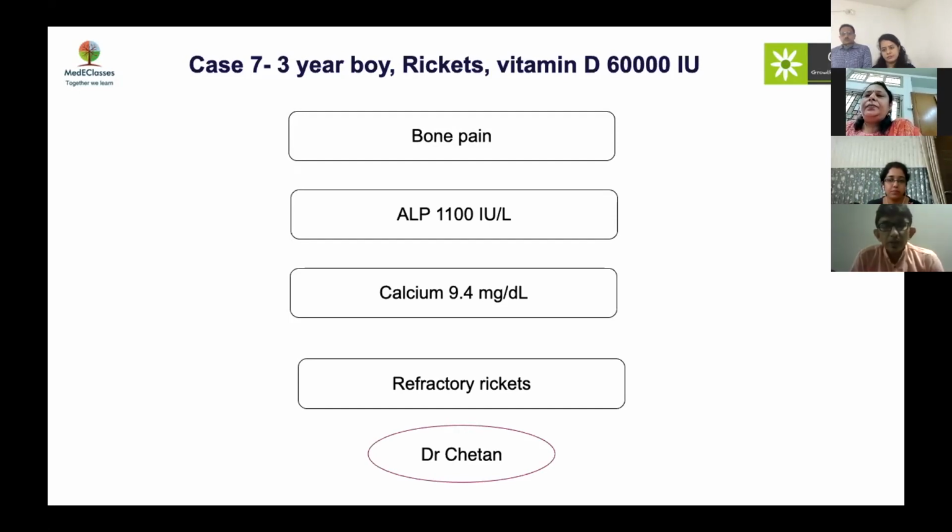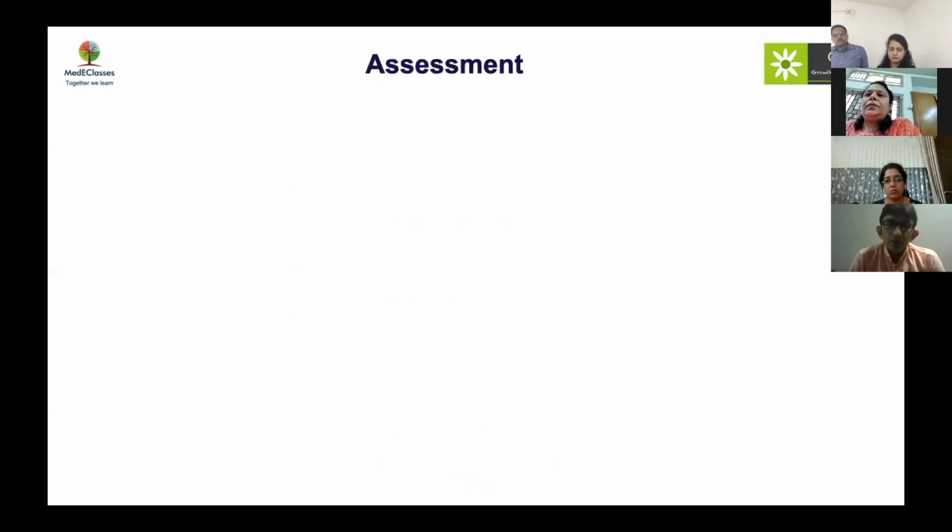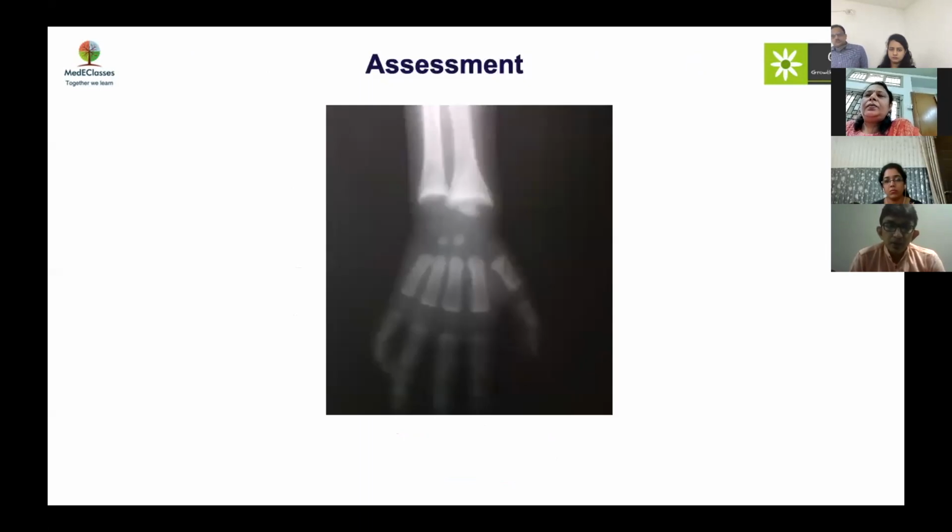First of all, the diagnosis of refractory rickets is based on no response in X-ray after 2 adequate doses of proper vitamin D along with calcium. So in this case, only one proper course of vitamin D is given. Plus, I haven't seen the X-ray. But let me tell you that in case of healing, ALP can rise, and bone pain can also be there due to hungry bone syndrome.